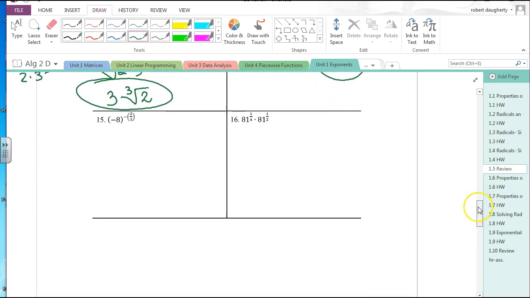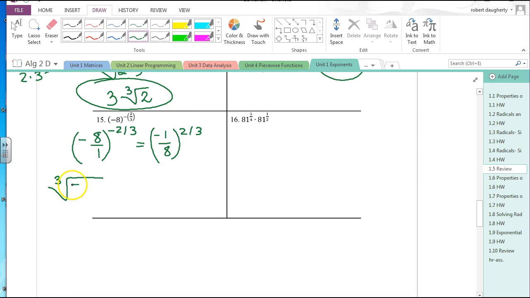Number 15, negative 8 to the negative 2/3, okay? Negative exponent is the first thing that's bothering me. So I'm going to write this as negative 8 over 1 to the negative 2/3. To get rid of that negative exponent, or to make it positive, I'm going to have negative 1 over 8. I flip that fraction, and now I get a positive exponent, okay? So this is the cube root of negative 1/8.